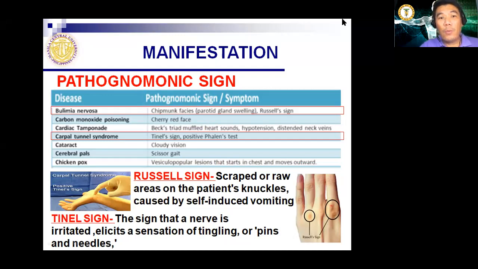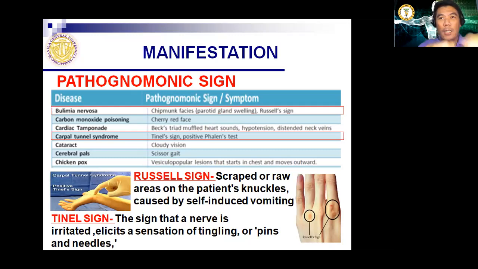The other is, we have mentioned cataract. You're familiar with cataract. With cataract, the pathognomonic sign is cloudy vision. Cerebral palsy: what is the problem with cerebral palsy? Usually they have a problem with the brain, with the development as well. And when it comes to cerebral palsy, the sign that you can identify is the scissor gait.